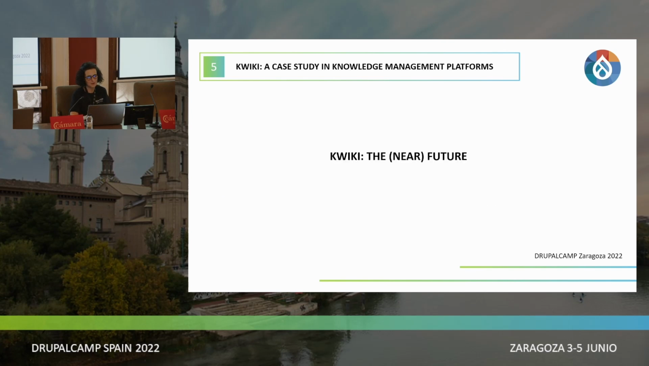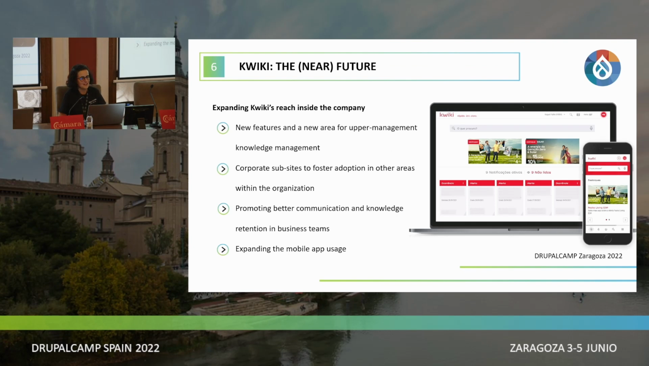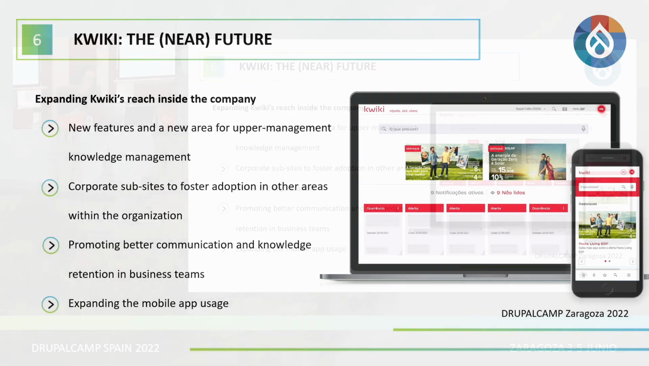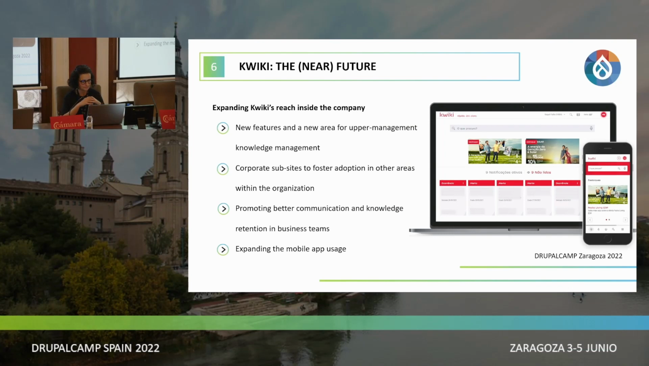So what's in store for Qwiki? Well, it's hard to say. Like I was telling you, this is an ongoing project, but the goal they have decided is to expand Qwiki's reach inside the company. So new features, a new area for upper management, knowledge management. They're also developing these corporate subsites to foster adoption of Qwiki in other areas within the organization, not only with the 6 different stakeholders, but to keep growing inside each one of the stakeholders, keep promoting better communication and happiness in the business teams when they use it.